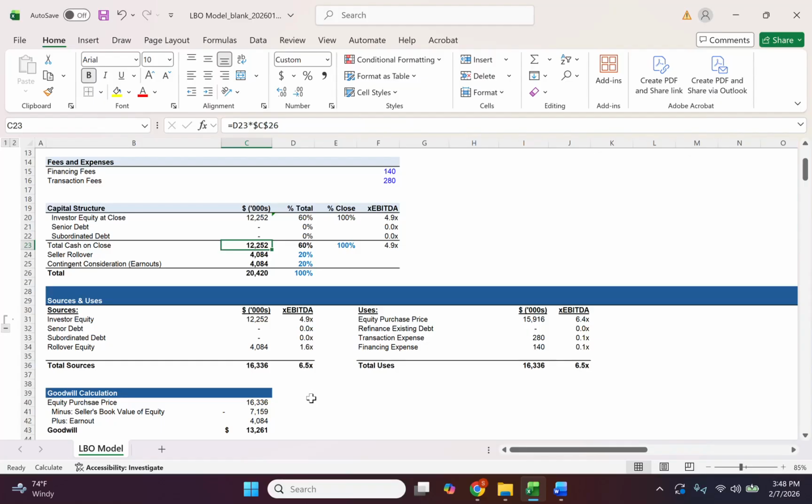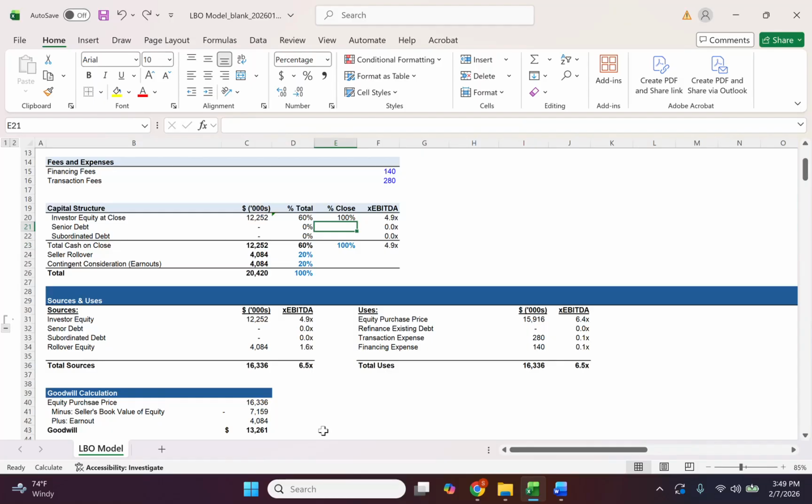Once the rollover equity and the earnouts are defined, cash at close becomes a residual. So in this case, cash at close is 60% of the enterprise value, or approximately $12.3 million. This sequencing reflects how real deals are structured. Risk first, financing second.